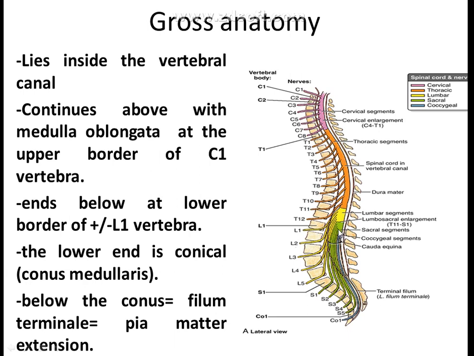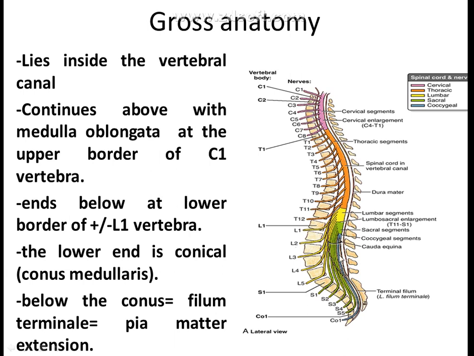The lower end of the spinal cord, as the figure shows, is conical in shape. It is pointed or conical in shape. This lower end of the spinal cord is called conus medullaris. Below the conus medullaris, the vertebral canal does not contain spinal cord below the level of the lower border of L1 vertebra, as you can see in the figure.